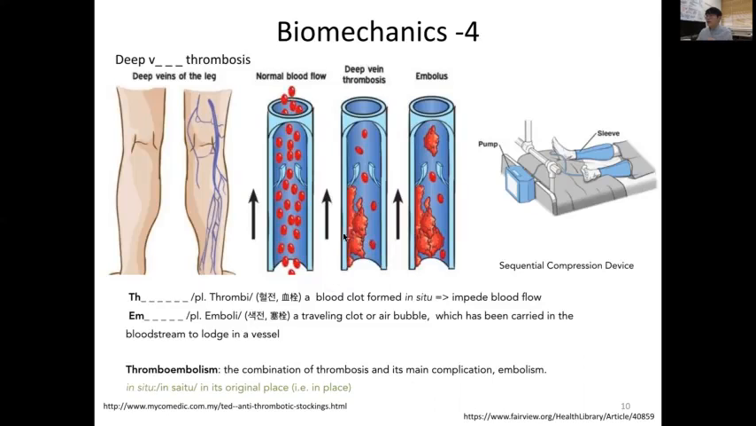To prevent this condition, let's say if the patient cannot move on a bed, we create this device, which is called a sequential compression device. It sequentially compresses the affected part. For example, in this case, a leg with a pump can prevent this deep vein thrombosis from happening.